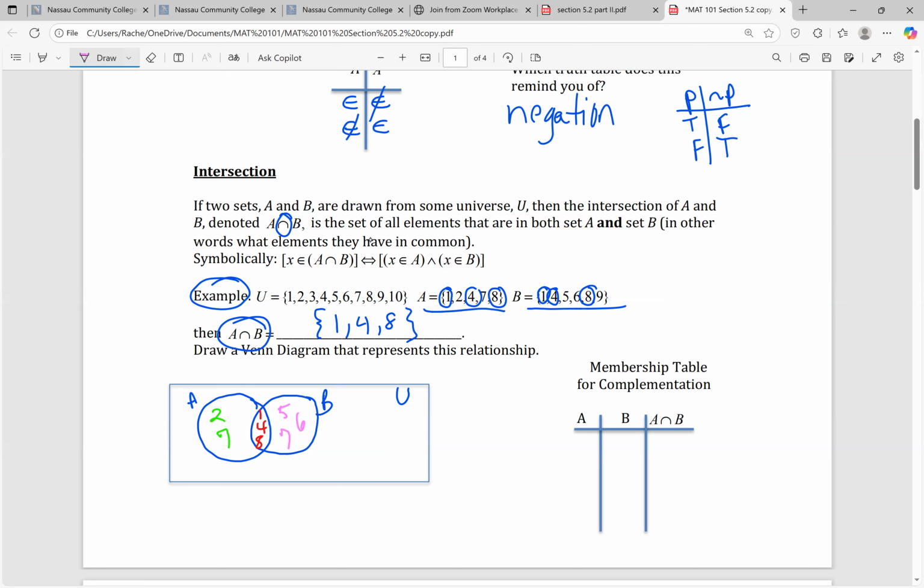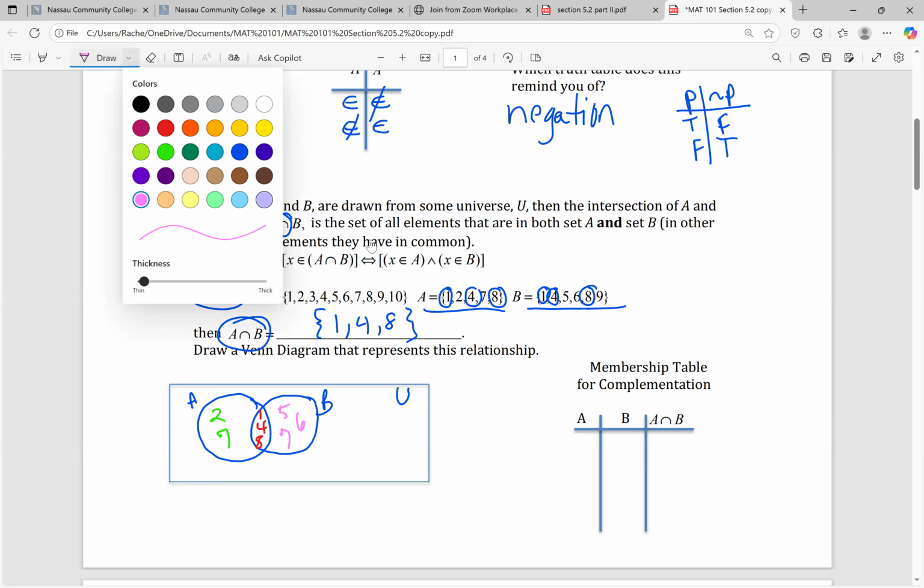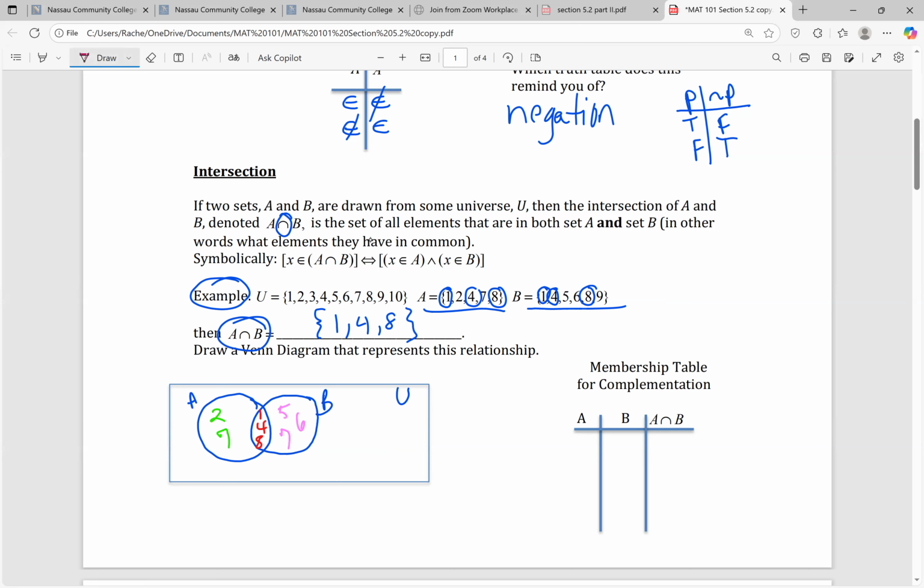And then now, is there anything left in the universal set that's not part of set A or set B? And that's going to be 3, right? 3 is in neither of those sets, or 10. So that's how we can represent this relationship using a Venn diagram.